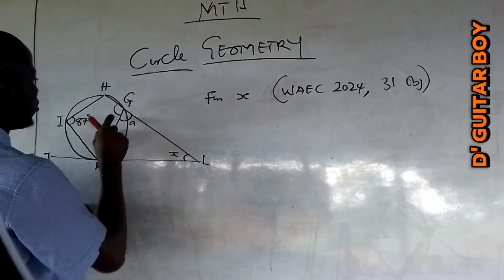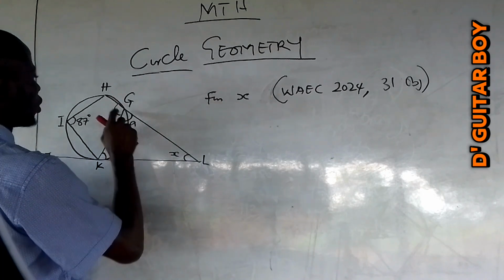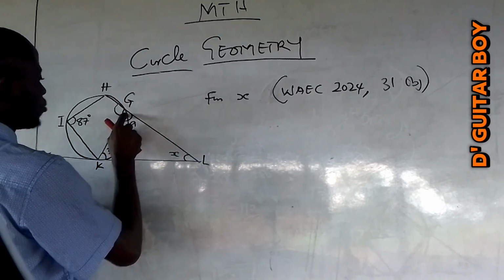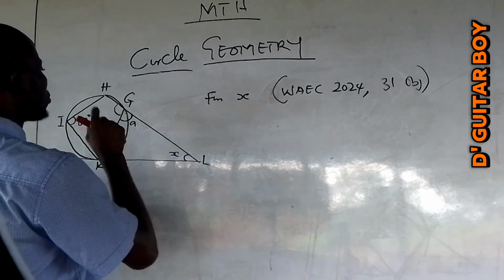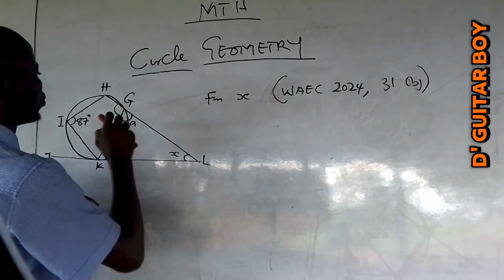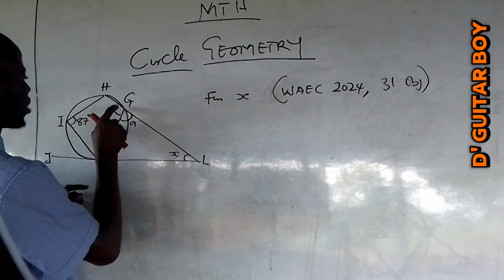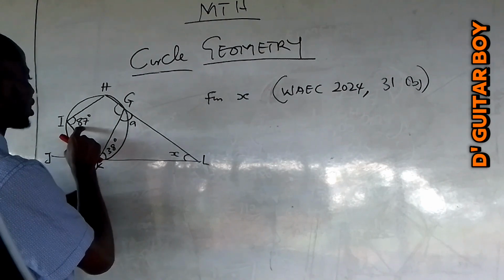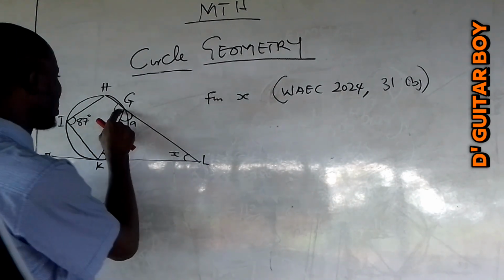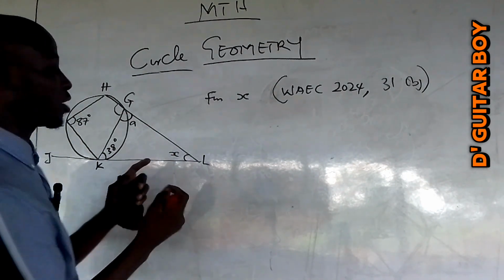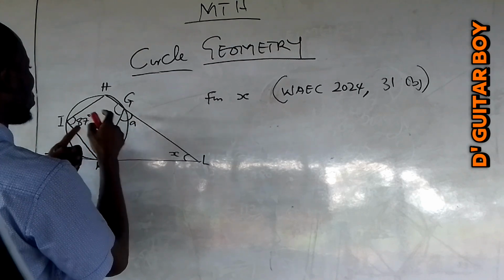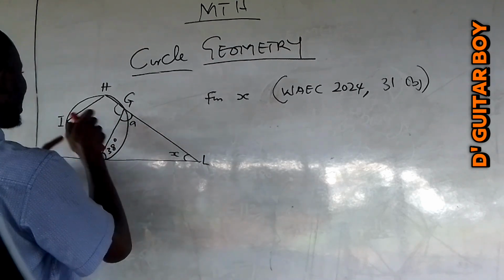So if I look for here, I can know here. And if I know this one, I already know here. So how do you look for this angle? Since you know this angle, you can calculate this angle. Which theorem can you use? Opposite angle of a cyclic quadrilateral. This is a cyclic quadrilateral.